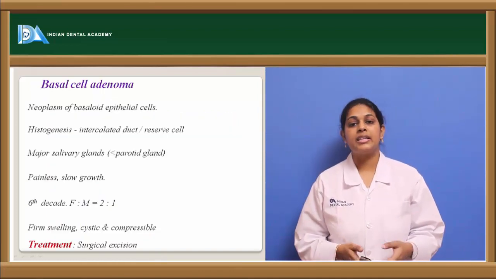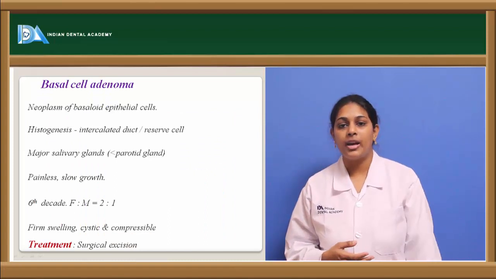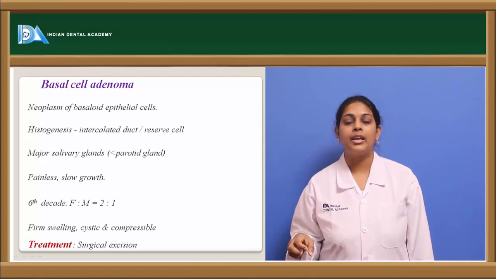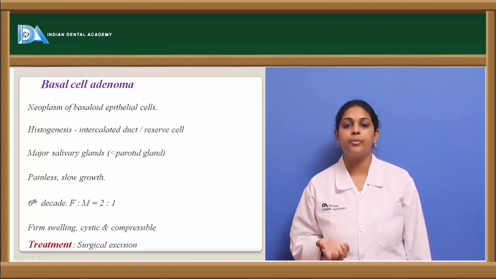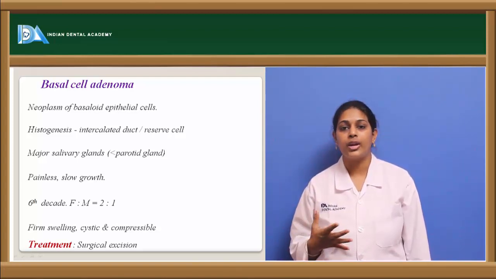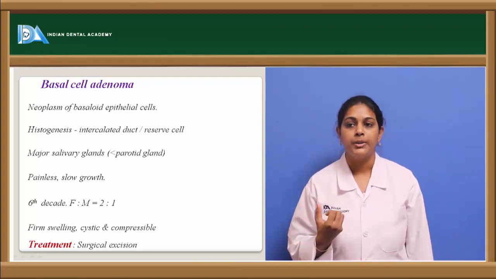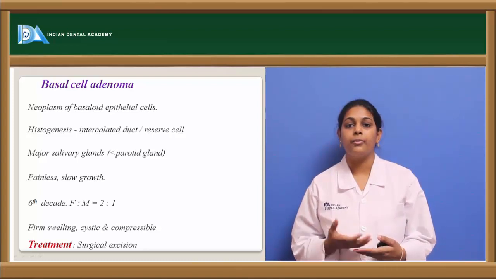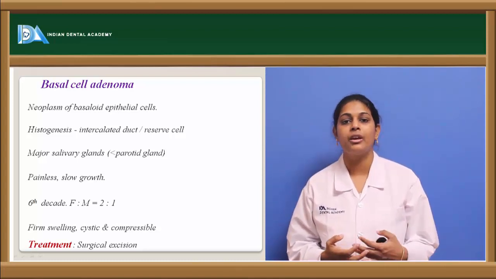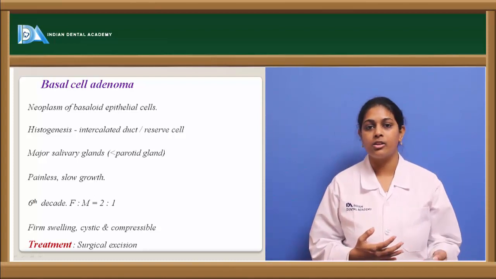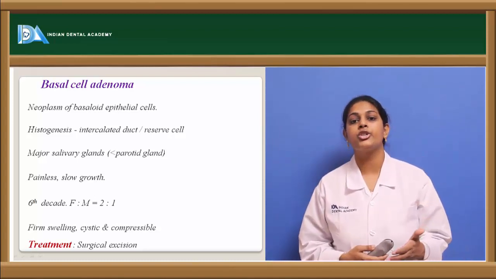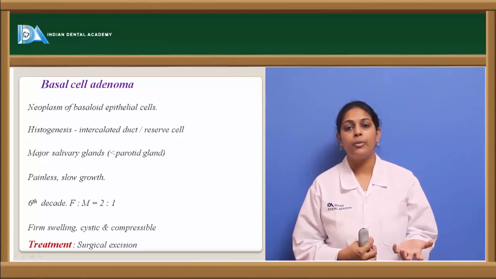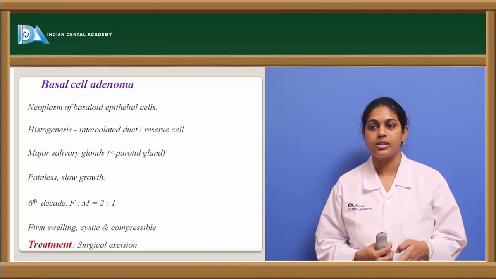So next coming is a basal cell adenoma. It is usually a neoplasm of the basaloid epithelial cells, that is, the basal layer of these epithelial cells. These cells proliferate or undergo certain changes and result in a neoplasm or a tumor. The major origin for this tumor is thought to be the intercalated duct or the reserve cells, which undergo mutations or injury and produce an abnormal population of cells known as basaloid cells.